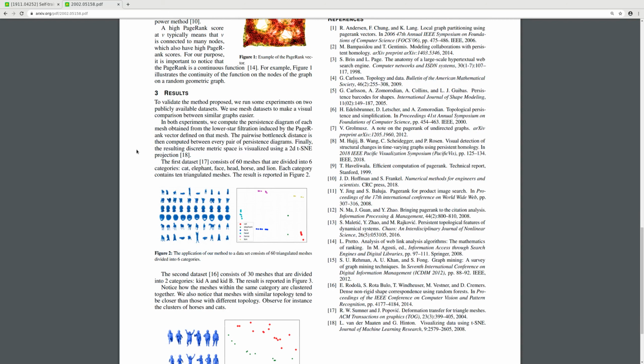Results. To validate the method proposed, we run experiments on two publicly available datasets. We use mesh datasets to make a visual comparison between similar graphs. In both experiments, we compute the persistence diagram of each mesh obtained from the lower star filtration induced by the PageRank vector defined on that mesh. Pairwise bottleneck distance is then computed between every pair of persistence diagrams. Finally, the resulting discrete matrix is a metric space visualized in a 2D t-SNE projection. The first dataset consists of 60 meshes divided into 6 categories: cat, elephant, face, head, horse, lion. In each category, there are 10 triangulated meshes.